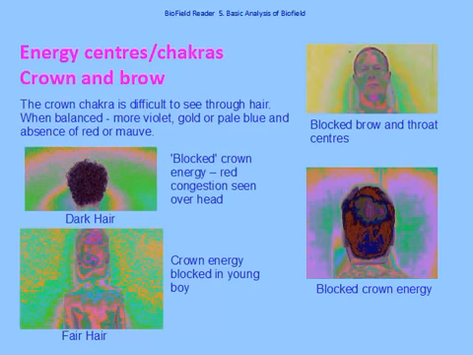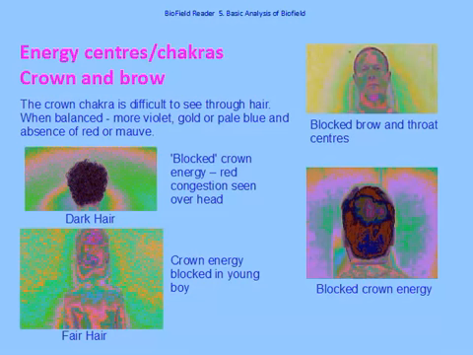Thought it would be a good idea to look at some of the energy centres or chakras, just to look at balance and imbalance. So start off with the crown and the brow centres. The crown chakra is difficult to see through hair, particularly dark hair. When it's balanced, it tends to be more violet, gold or pale blue, and there's an absence of red or mauve.